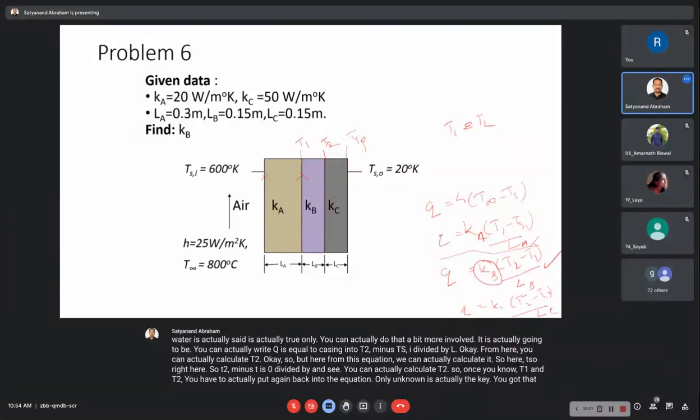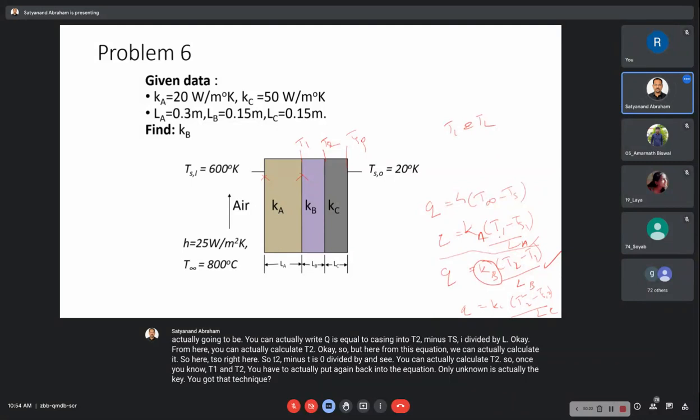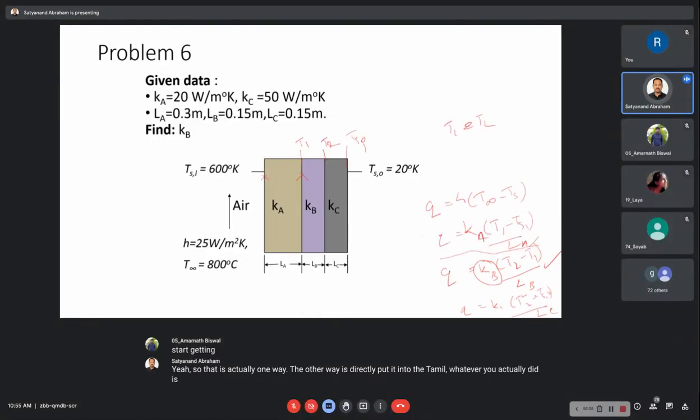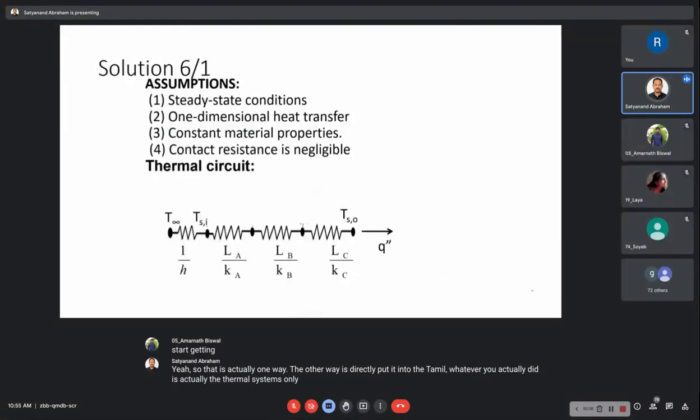You got that technique? You understood that? Yes, sir. So that is one way. The other way is to directly put it into the thermal circuit. Whatever we did is the thermal resistance only, but in a different manner. So the other technique is to put it into this thermal resistance.